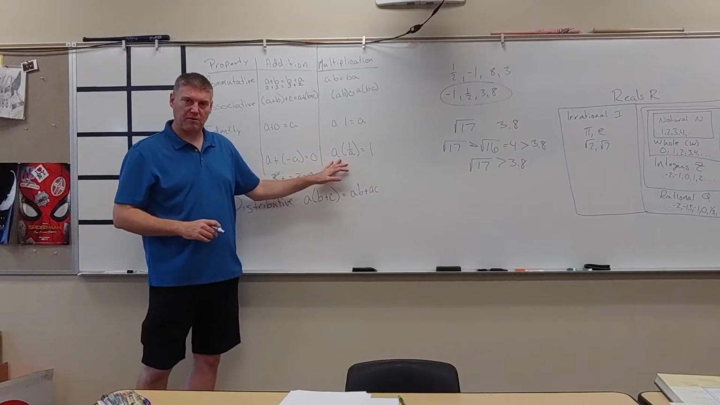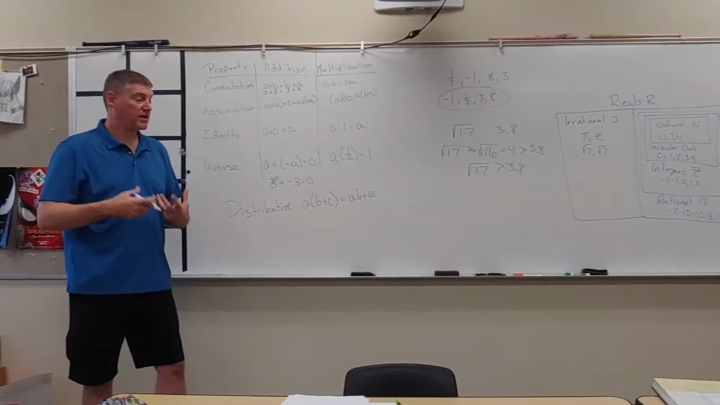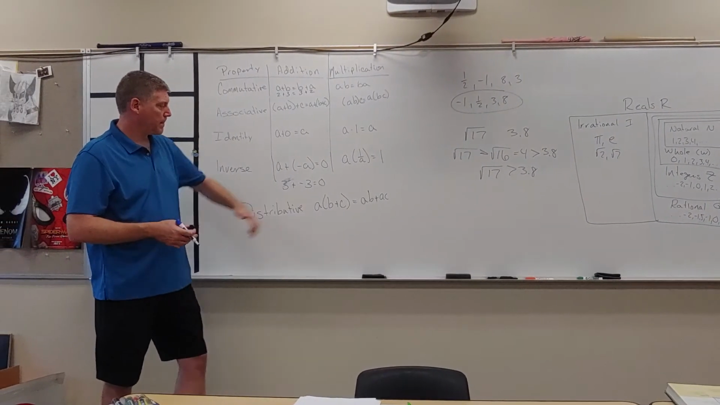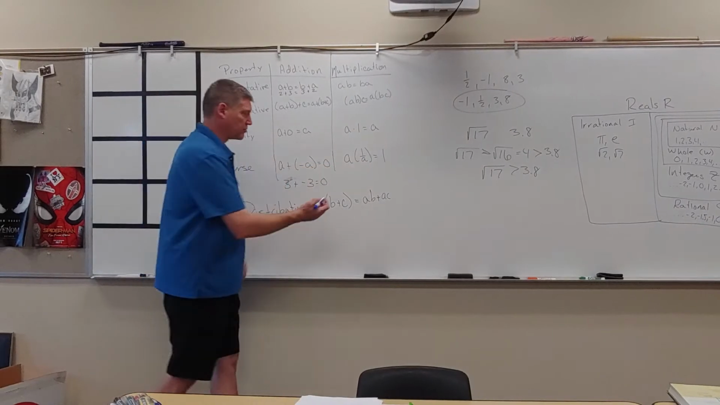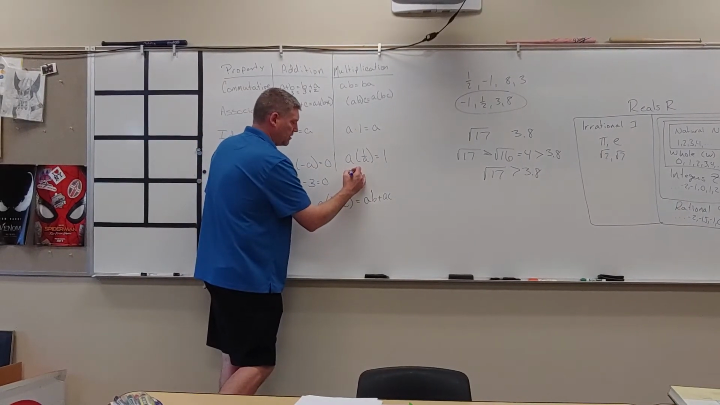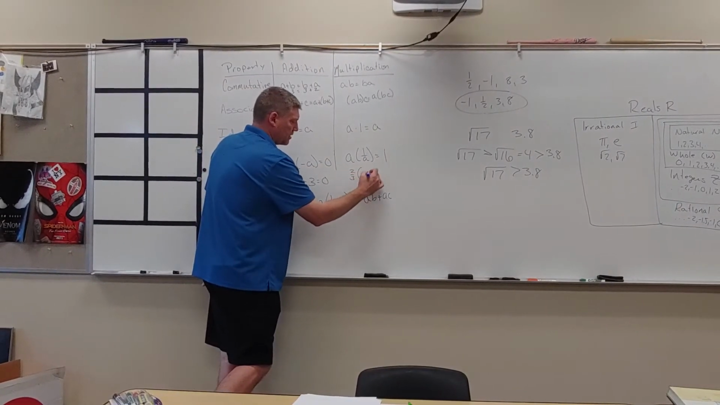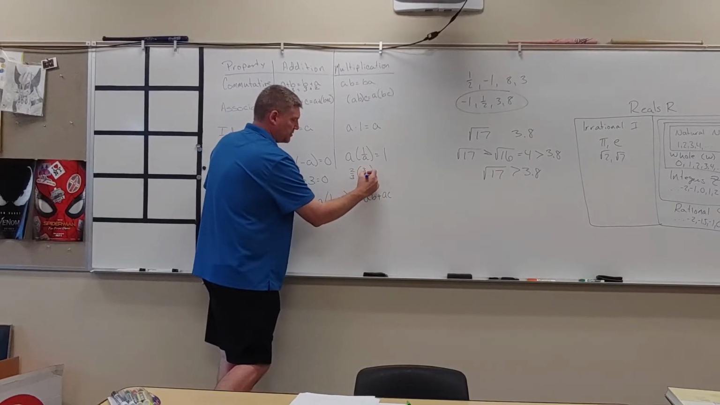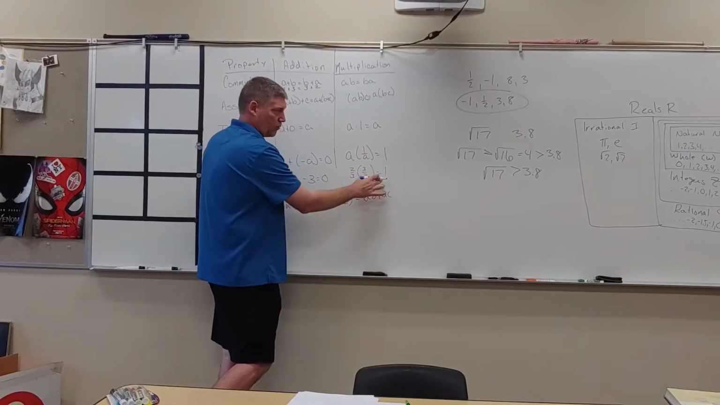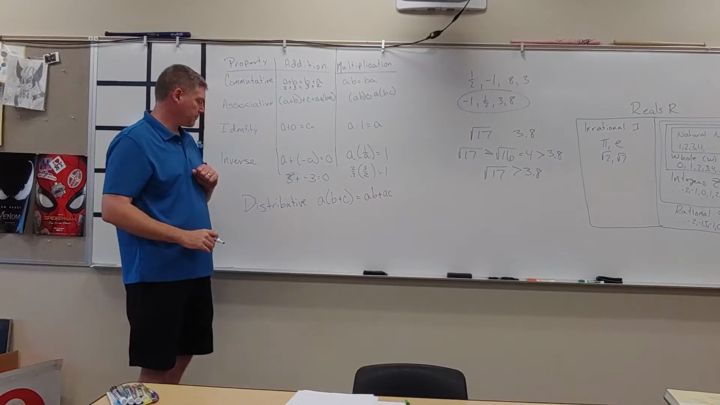Multiplication says, what number am I going to multiply this by to get 1? Well, this is going to be a reciprocal. So if I started with a fraction, 2/3, my reciprocal then becomes 3/2, and that's going to equal 1. So I'm going to multiply by the reciprocal.